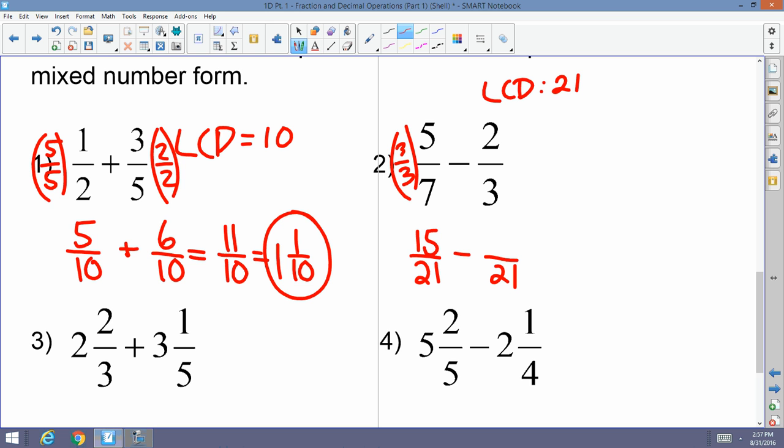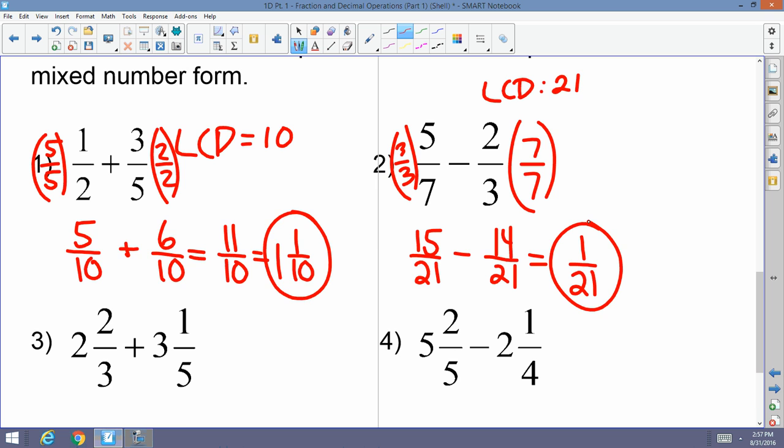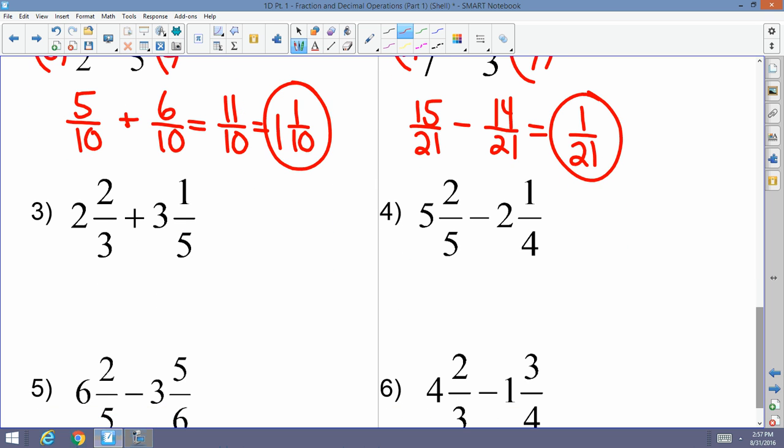So that's 15/21. And then what did I multiply to 3 to get to 21? I had to multiply by 7. So I'm going to multiply 7 to both numerator and denominator, giving me 14/21. And then 15/21 minus 14/21 is 1/21. I cannot simplify that any further. I'm done.